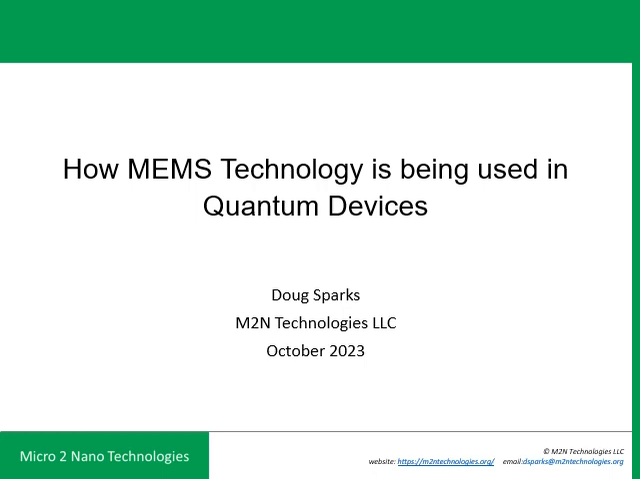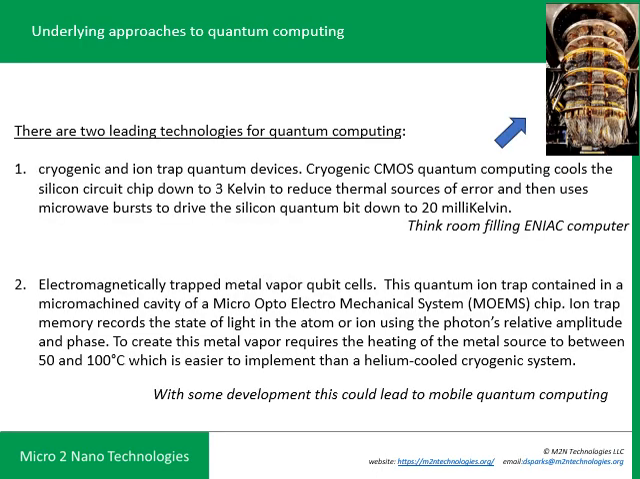Today I'm going to talk about how MEMS technology, or micromachining technology, is being used on quantum devices. Now, there have been a number of approaches to making qubits, or quantum computing bits. Two of the leading candidates would be the cryogenic CMOS approach that Google, IBM, and others have taken. A picture of one of those apparatuses is shown here.